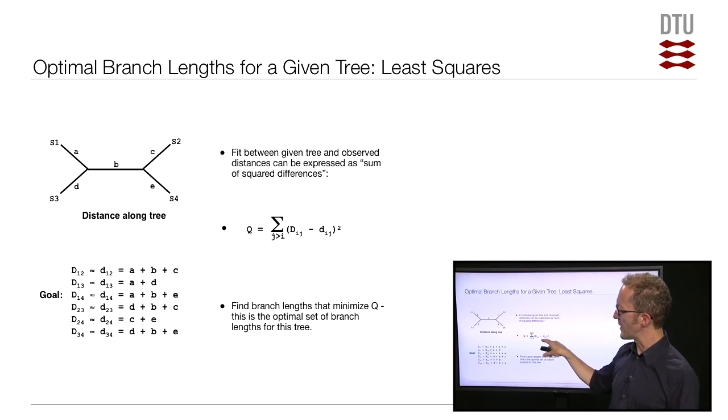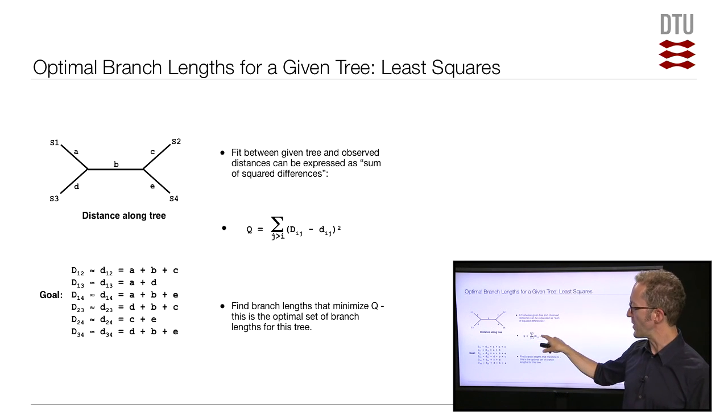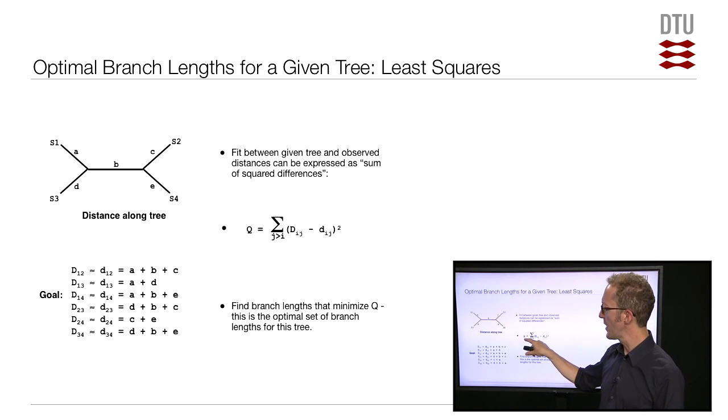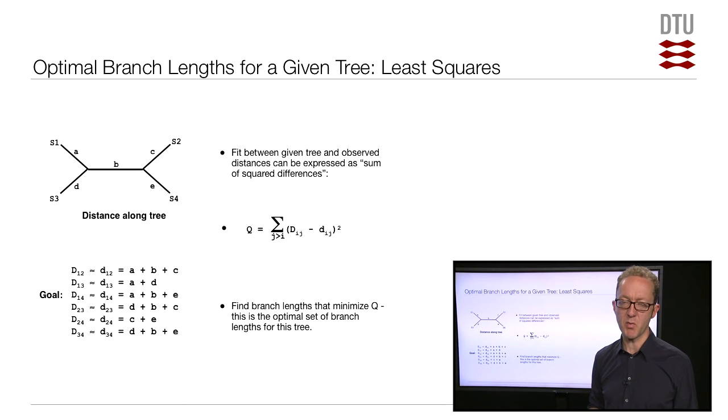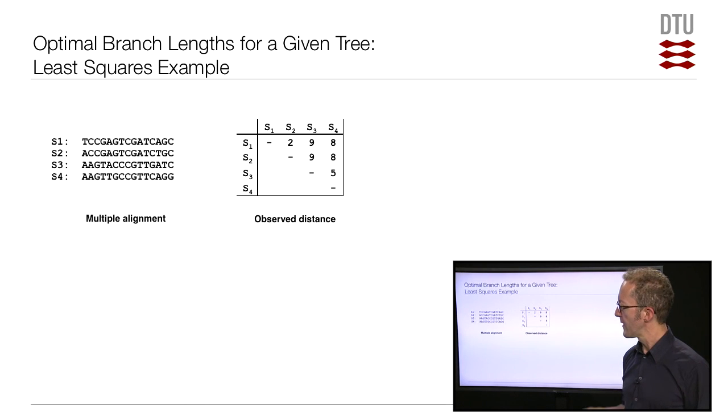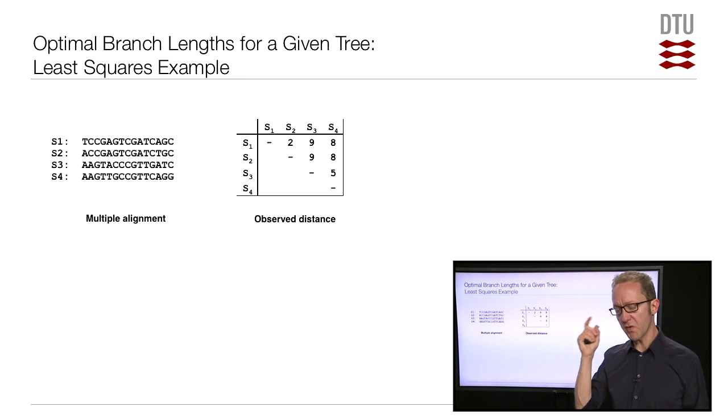The sum of squared differences: we take for each pair of sequences the observed distance, subtract the tree distance, square it, add up those terms, and the goal is to try to find branch lengths such that this measure becomes as small as possible. So let's look at an example to see exactly how that's done in a computer, because it turns out that there's actually a mathematical analytical solution to that, and I'm going to try to walk you through how that works.